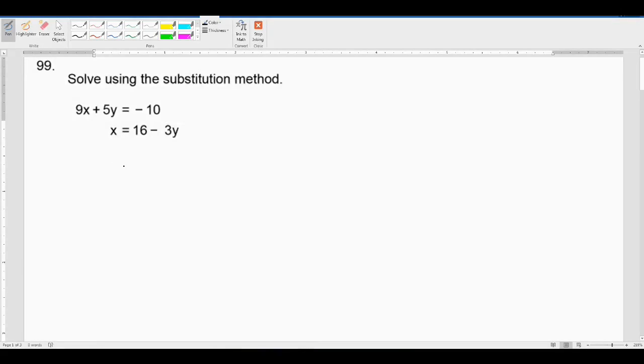For this example, we're going to solve using the substitution method. What that means is we're going to substitute one equation into the other. Now if you notice, we already have x equals 16 minus 3y. So what that means is I'm going to take the 16 minus 3y and replace the x in the other equation.